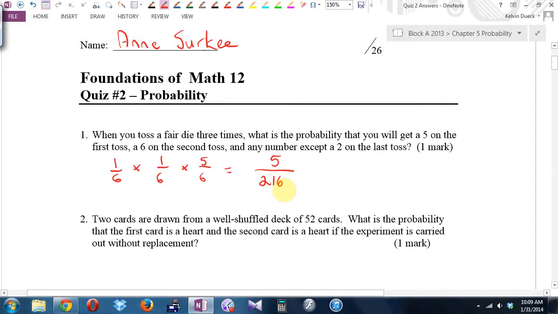Did anybody go to a decimal? I don't know what it is as a decimal, but it's 5 out of 216. Generally, if I start with fractions, I tend to leave them as fractions. If I start with decimals or I'm using combinatorics, I tend to go to decimals in my answer. Just not right or wrong. It's just kind of what happens. Partly because that's the way my calculator tends to go.